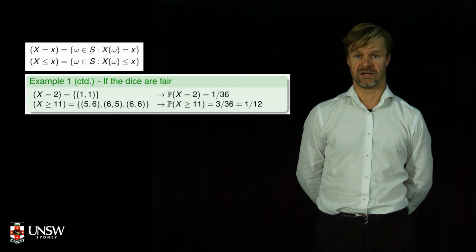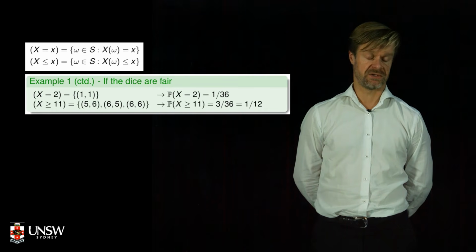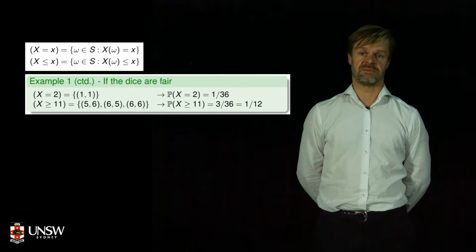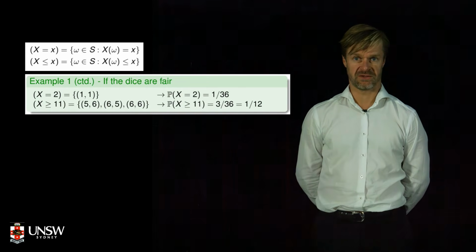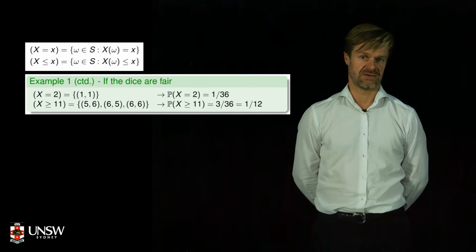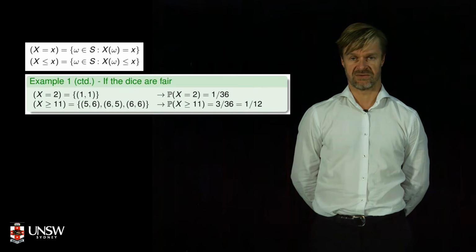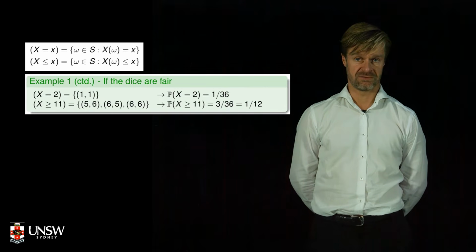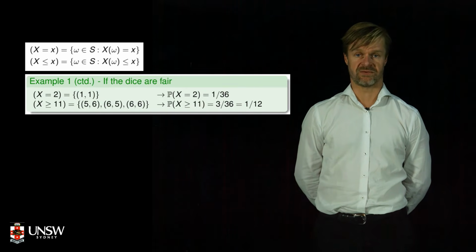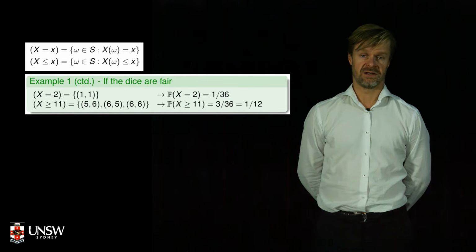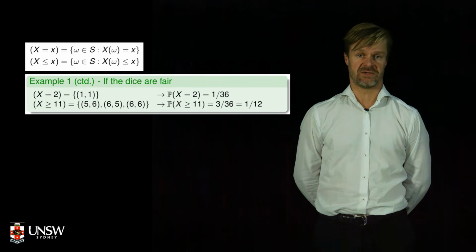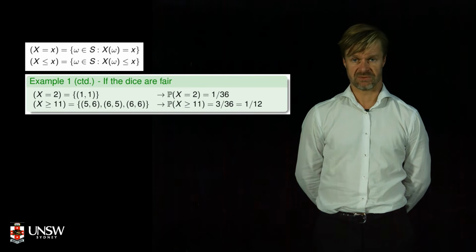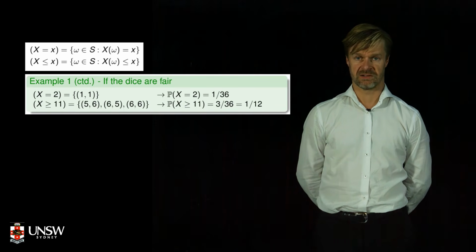So for example, rolling two dice, what's the chance that the sum is equal to 2? Well, that happens if you get a 1 twice, snake eyes, and the chance of that happening for two fair six-sided dice is 1 in 36. We could ask what's the probability of getting at least 11? So what's the probability that X is greater than or equal to 11? There are 3 possible events there, so it ends up being 3 on 36, or 1 on 12, for two fair six-sided dice.